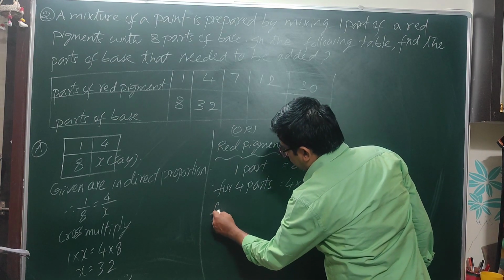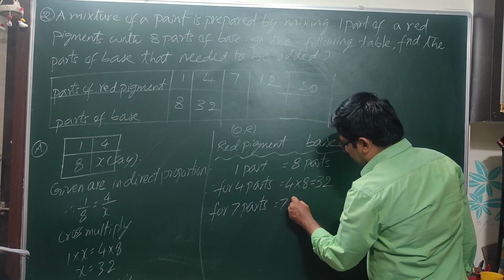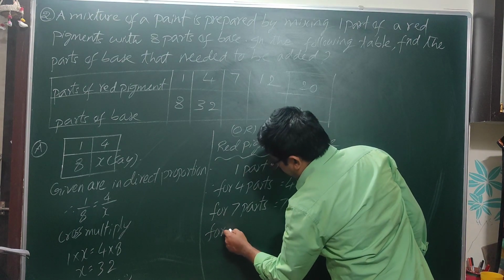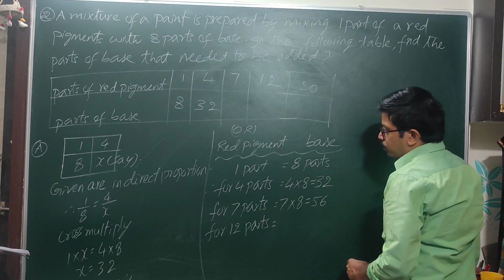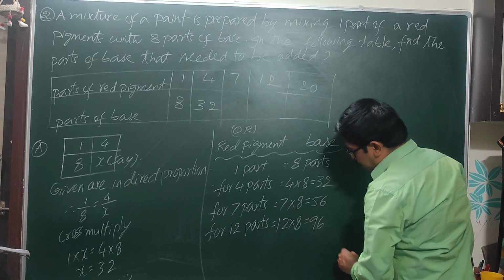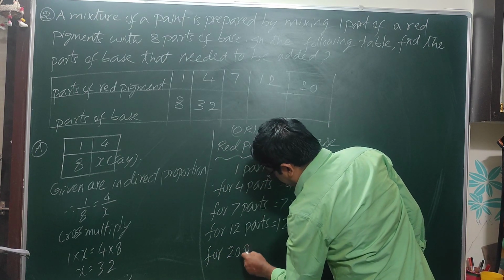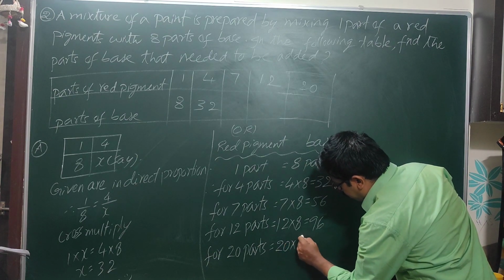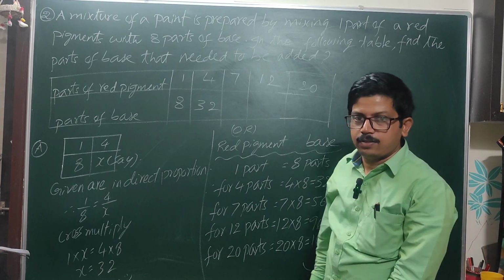Next, for 7 parts equal to 7 eights, 56. For 12 parts equal to 12 eights, 96. For 20 parts equal to 20 eights, 160. This is the answer.